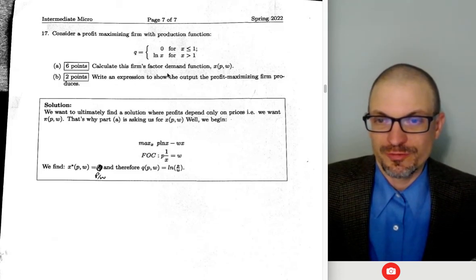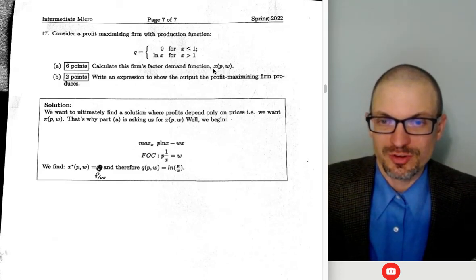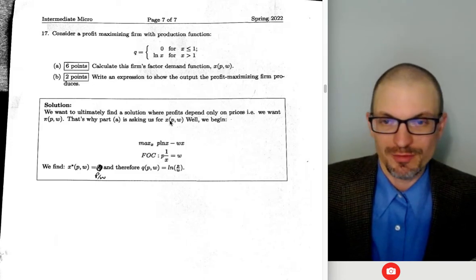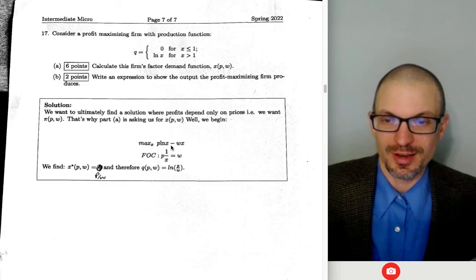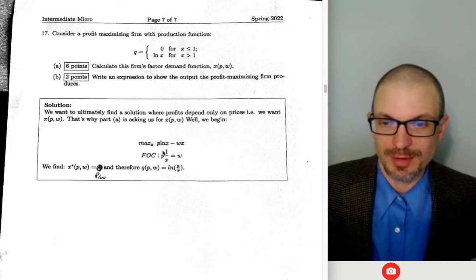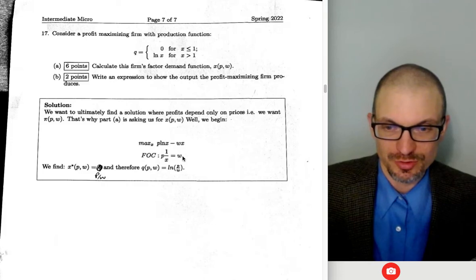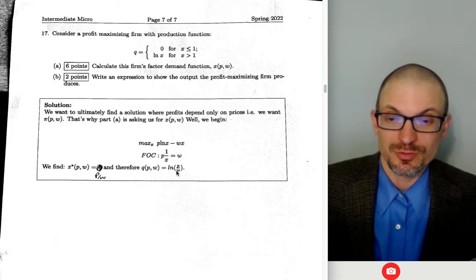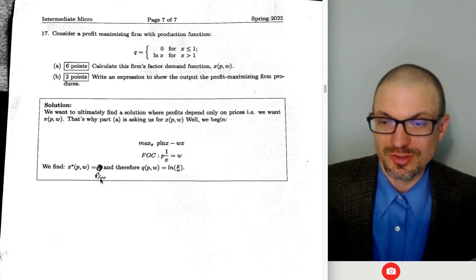All right, so calculate the firm's factor demand function right here. It's a profit maximization problem, so it's going to be P times ln of x minus omega x, right? So P times the marginal product equals omega. The derivative of the natural log of x is 1 over x. So it's going to be P over x is equal to omega. And then solving for x, x is equal to P over W.